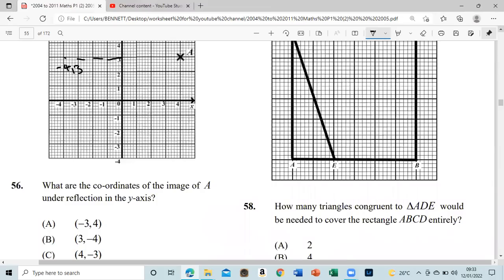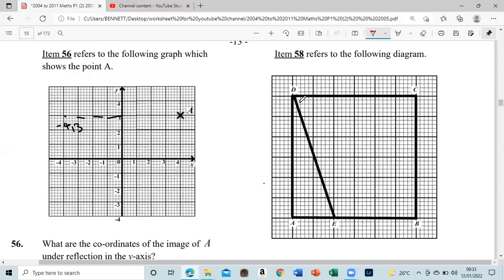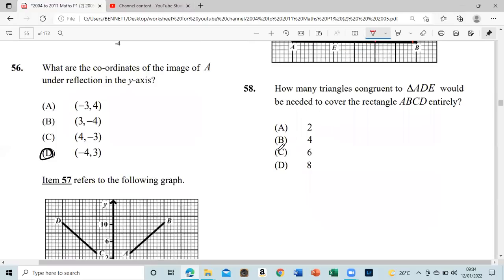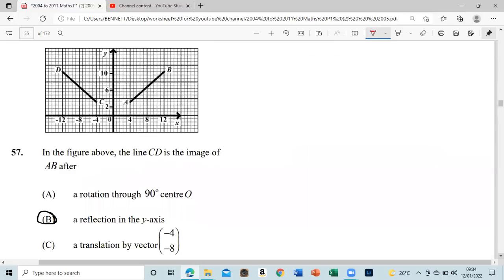58. How many triangles congruent to ABD are there? So basically what we're doing now is counting. Right, and then 1, 2. I'll do the same thing for this one. And then 1, 2. And then this is 1 also. So this is 1, 2, 3, 4, 5, 6. It's almost knowledge-based, not mathematical calculation, but nevertheless a very important question.